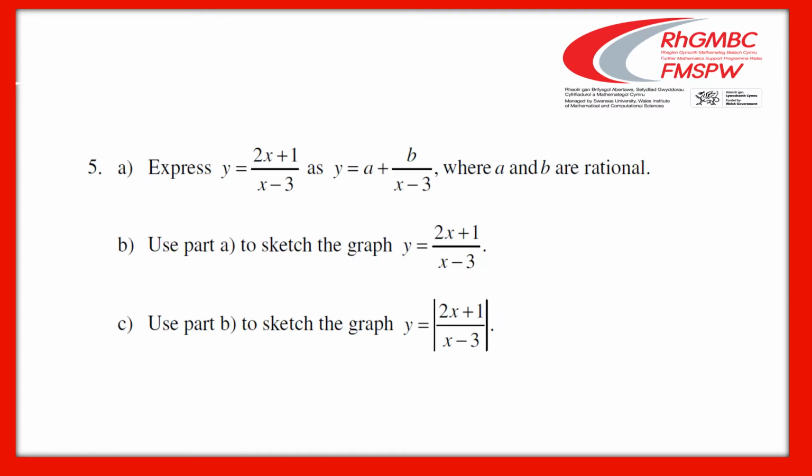In this question we're going to draw the rational function 2x plus 1 over x minus 3. First of all, as instructed, we're going to make it into a plus b over x minus 3. And then we're going to use that rearrangement to help us draw the sketch of the graph in part B. Have a look in part B where there might be asymptotes, for example, when the denominator is 0. And then finally in part C, you're going to use our knowledge of the modulus function to sketch the graph of the modulus in part B.